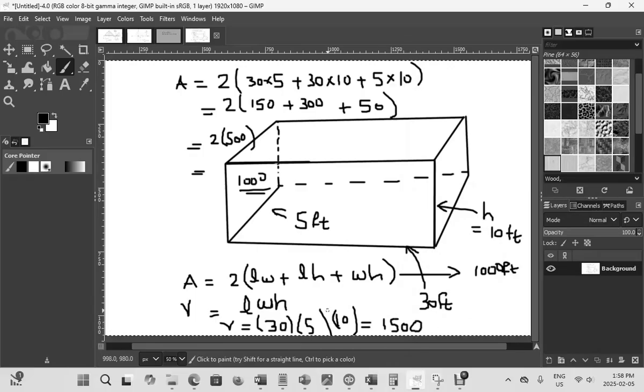And this will be 1,500 feet cubed. Cubed for the volume, squared for the area. However, we have 1,000 as our area, so this will be 1,000 feet squared. So this is basically how you figure out the area as well as the volume for a rectangular solid.